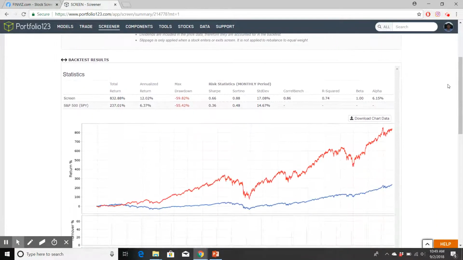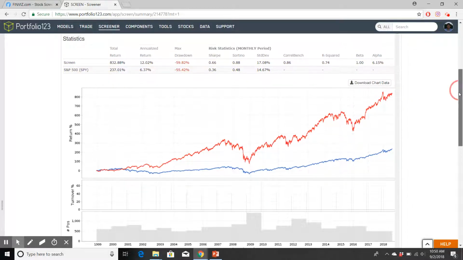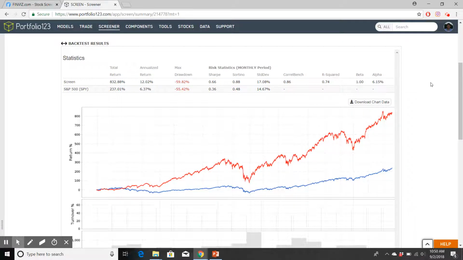And you can see right here, our screen, which is the red line, returns 12% per year on average. And then the S&P 500, which is the blue line, returns 6%. So alpha outperformance is about 6%. Max drawdown is pretty similar. So that's pretty good. Beating the market by about 6% per year.